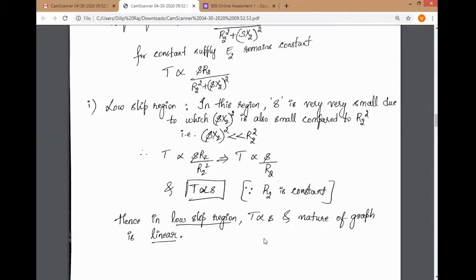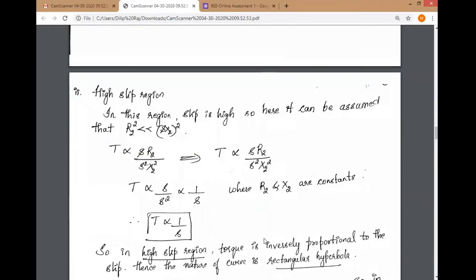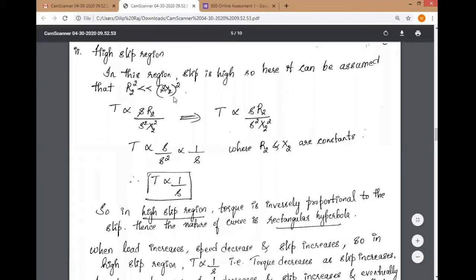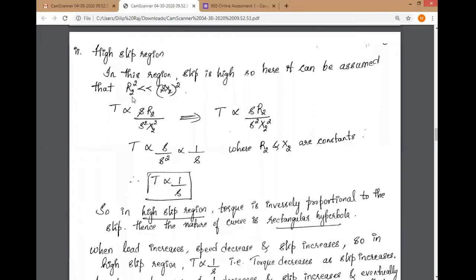The second region is the high slip region. That is when the speed is lesser, the slip value will be higher. So when the value of slip is higher, the operating region is considered as the high slip region. In this high slip region, because the value of S is higher, in the denominator the term (S x2) whole square will be much higher than R2 square. That is, if we take the sum of R2 square plus (S x2) whole square, it will be very close to (S x2) whole square. So we are neglecting the term R2 square in the denominator.